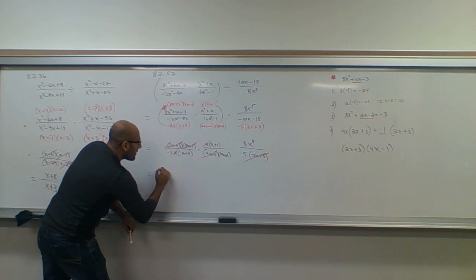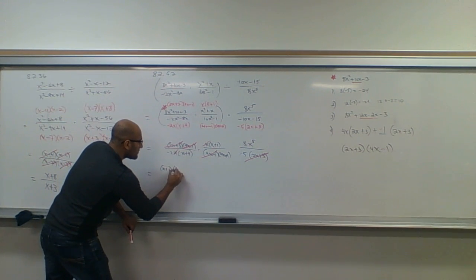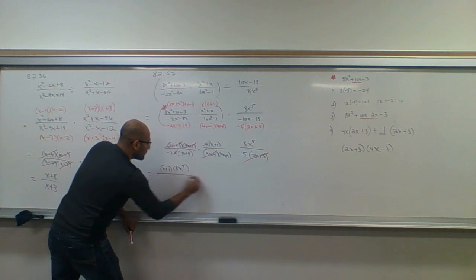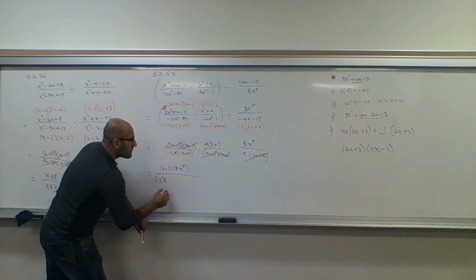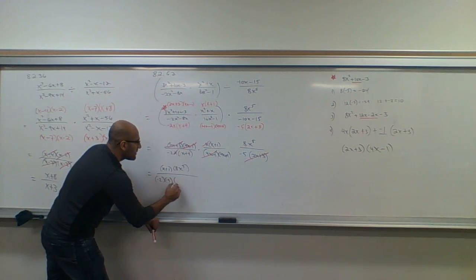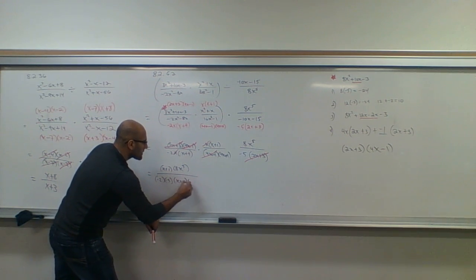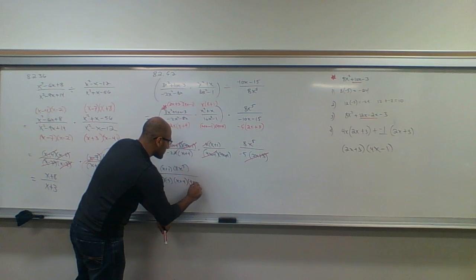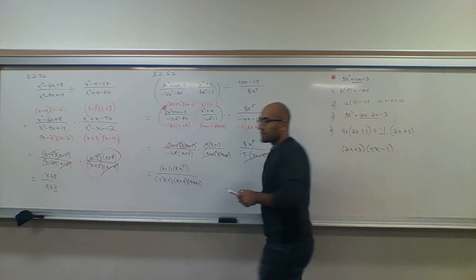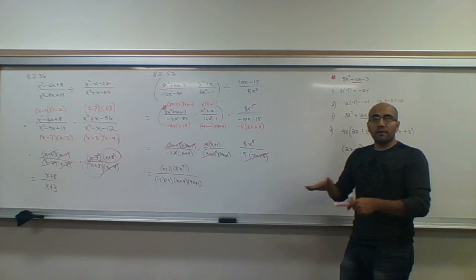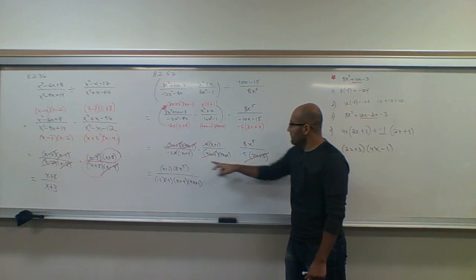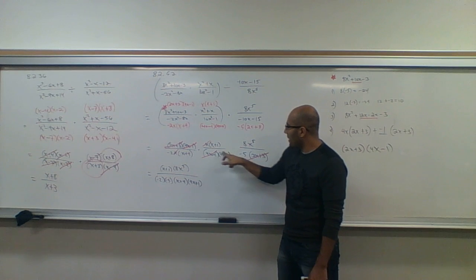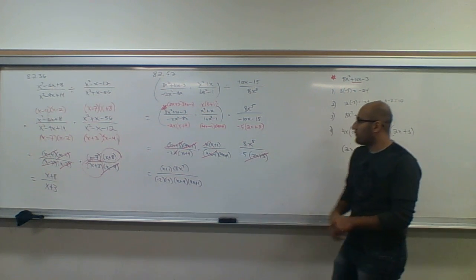So we're going to have x plus 1 times 8x to the 5th power in the numerator. In the denominator, we have a negative 2 times a negative 5 times an x plus 4 times a 4x plus 1. It's all multiplication, so the order in which you write it doesn't matter as long as you don't forget any of them. We have a negative 2, a negative 5, an x plus 4, and a 4x plus 1.